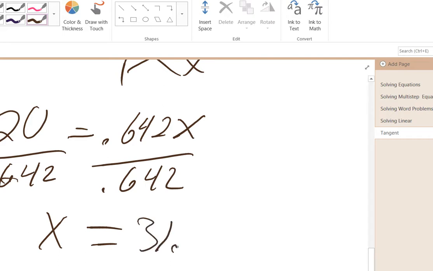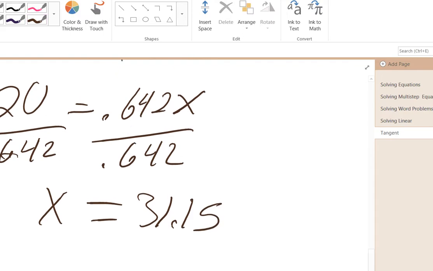31.15. Okay. All right. So basically that's kind of how you do some of the stuff in trigonometry.